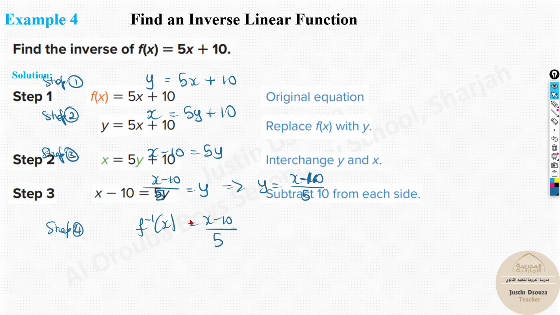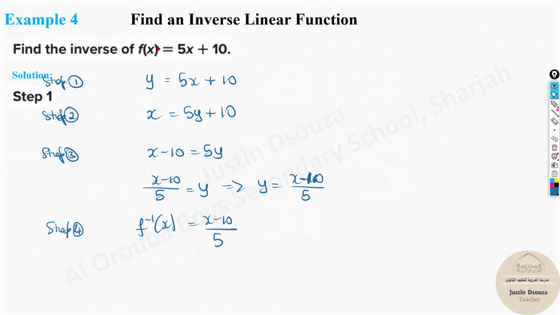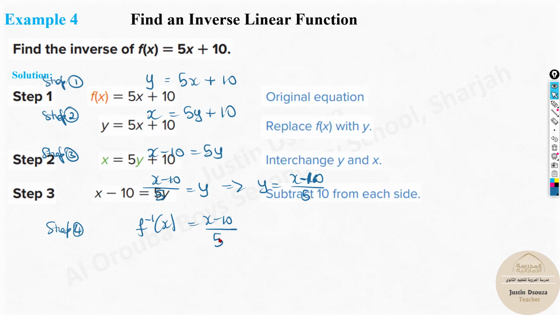Let's do it again. I'll just quickly tell you over here. Step 1 is to change this f of x to y. Write y over here. Next would be swapping x and y. The third step would be finding the new y. And the last step is replacing y with f inverse of x. This is the inverse function.